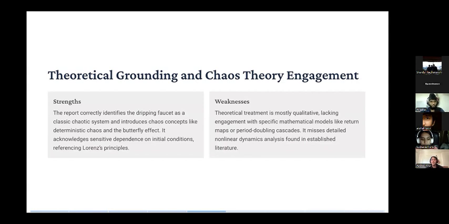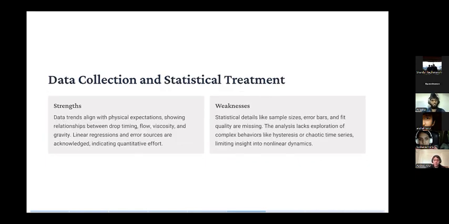As for the theoretical weaknesses, a lot of the theoretical treatment was mostly qualitative. For example, I just mentioned how she did not use mathematical models like return maps or period doubling cascades. Her report also missed detailed nonlinear dynamic analysis found in established literature, as I just showed.